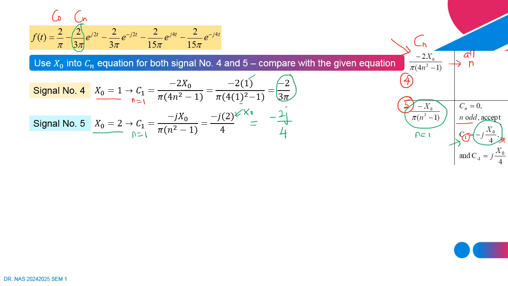But if you compare with the given equation, it is negative 2 divided by 3 pi. So this is the given equation. So obviously, from the comparison, signal number 4 is the best one that suits the given equation.